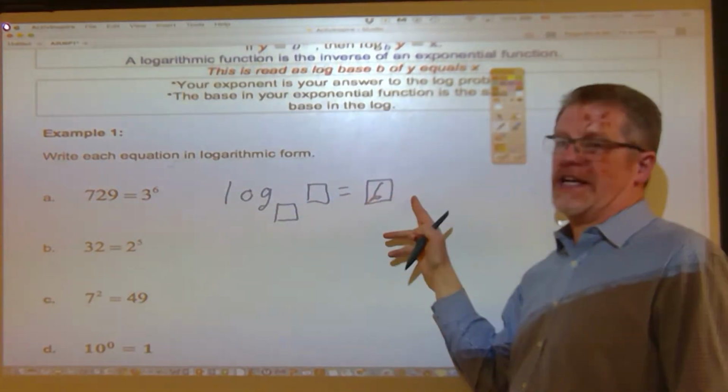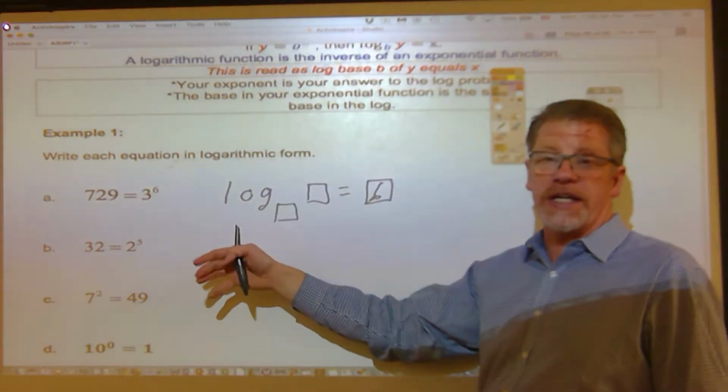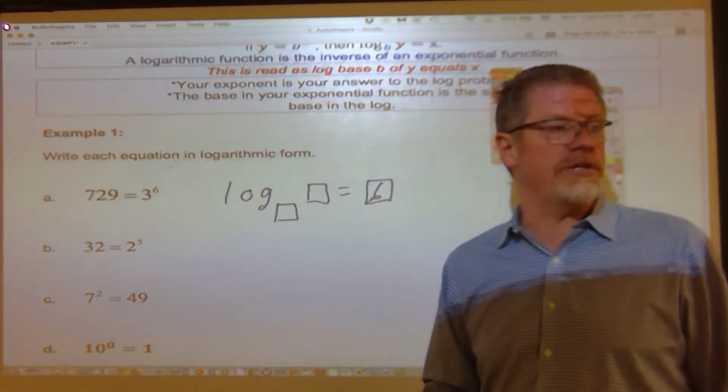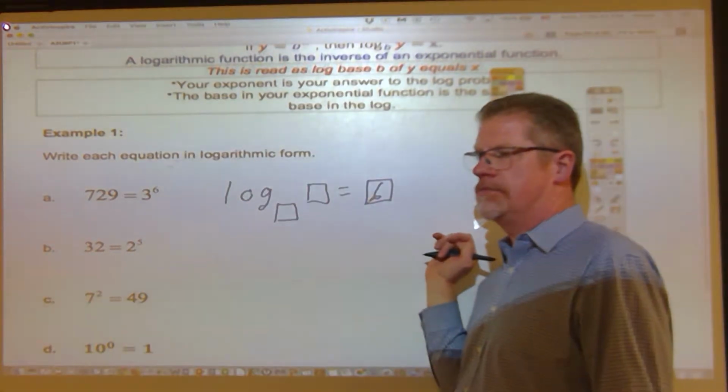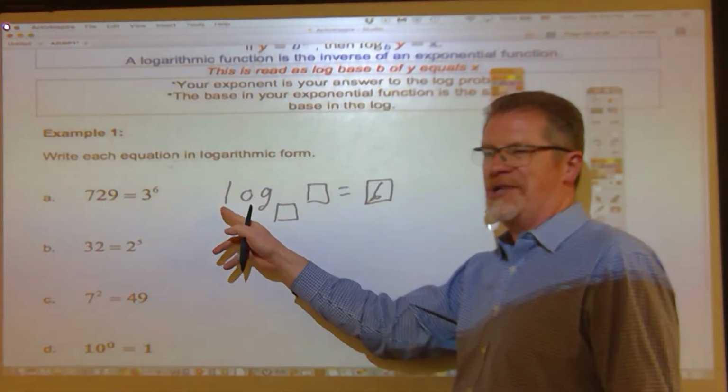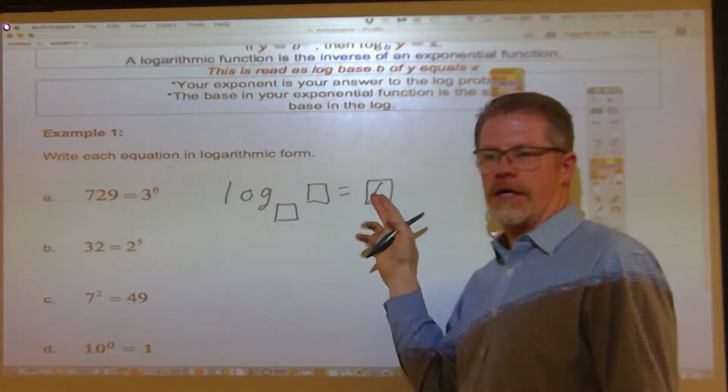Log is exponent. When I say go, I'd like you to say out loud and in unison, a log is an exponent. Ready? Go. Yeah, that's the basic idea.